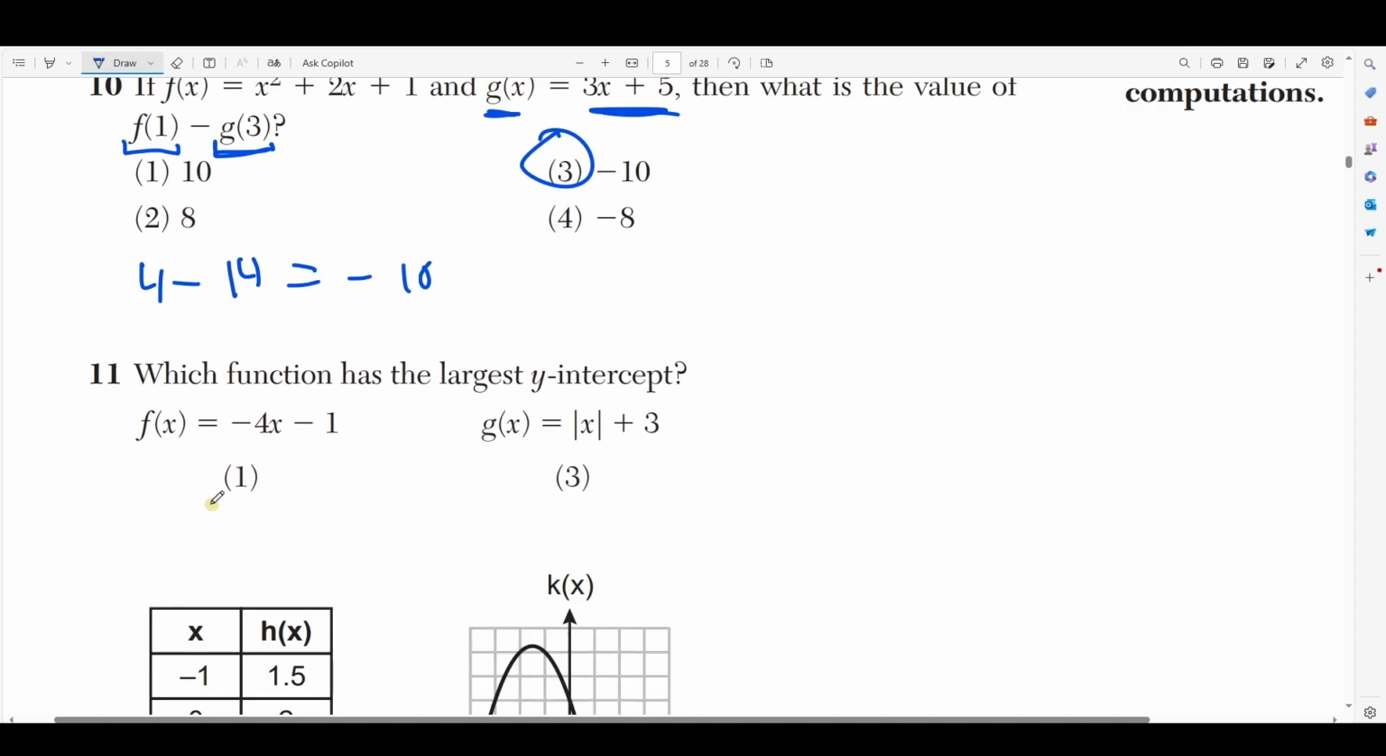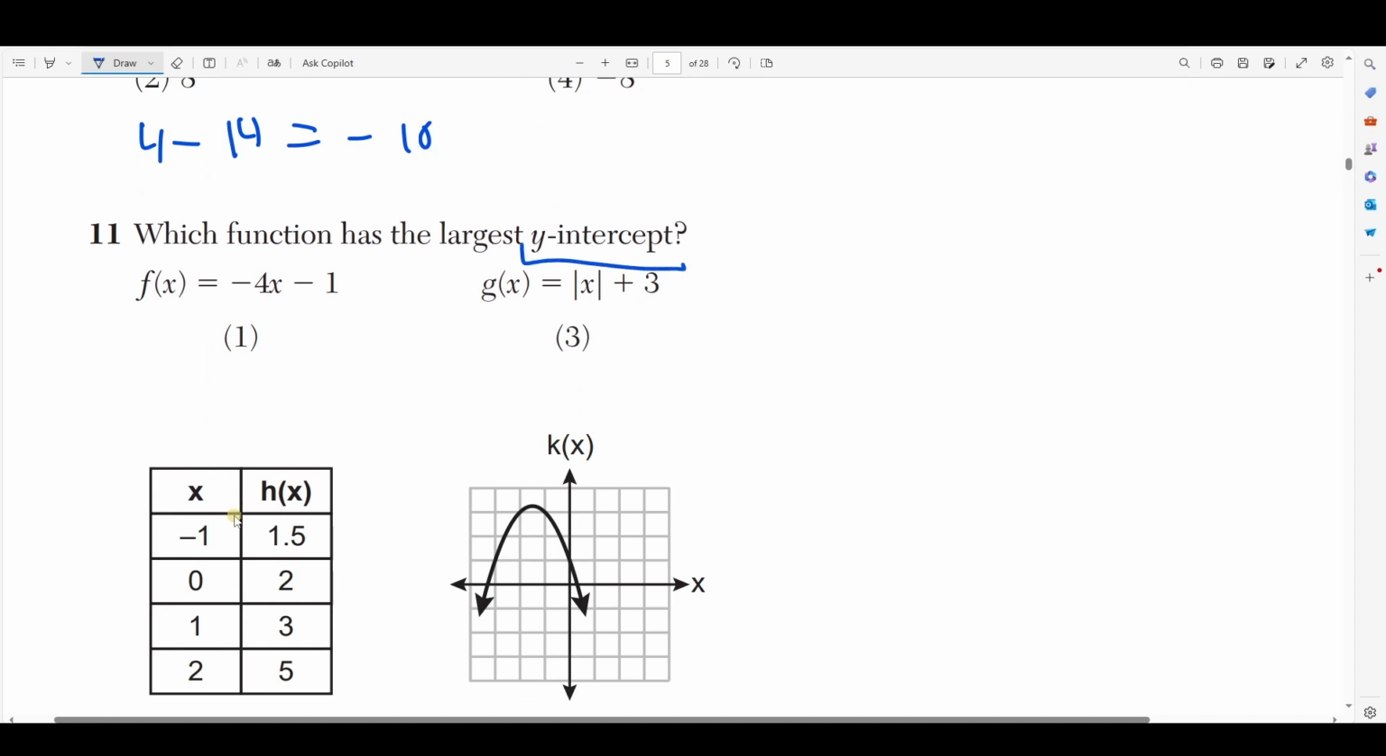Number 11 says which function has the largest y-intercept? So what is a y-intercept? A y-intercept is when the graph intercepts the y-axis. What does that mean? Okay, so intercept is kind of when you meet something or when you arrive at something. So the y-intercept is when the graph arrives at the y-axis, or when the graph touches the y-axis.